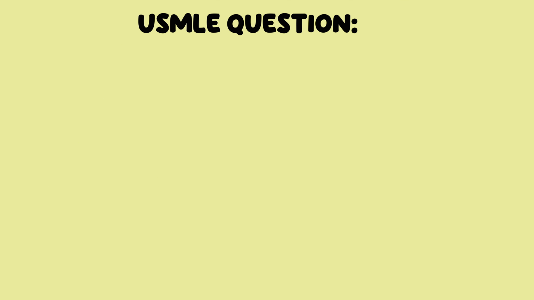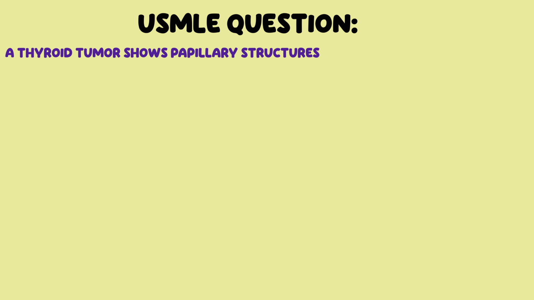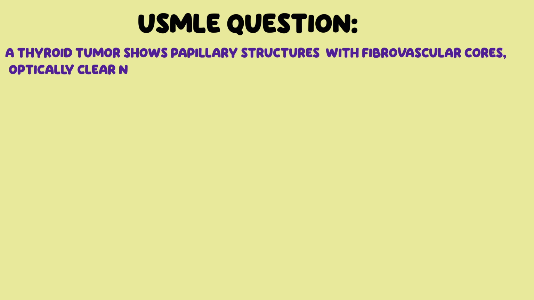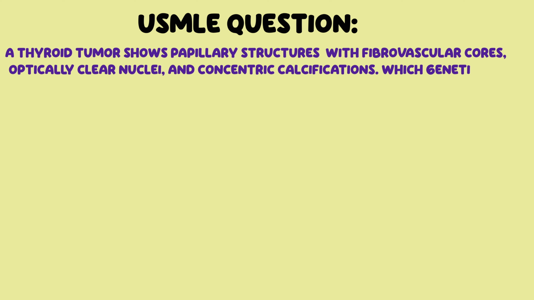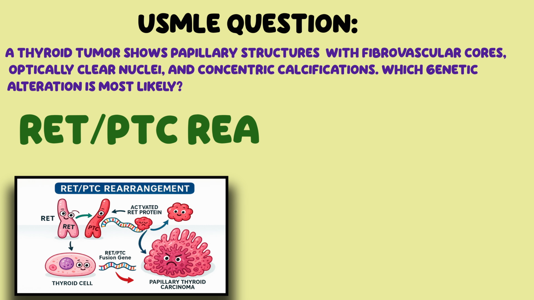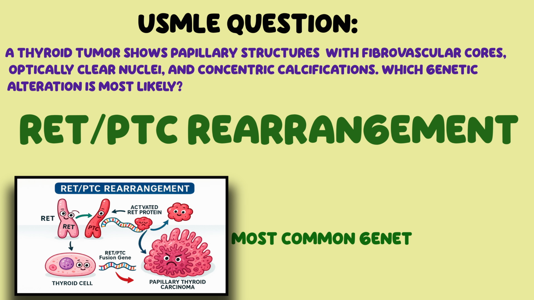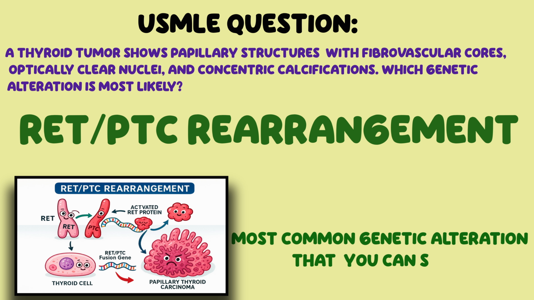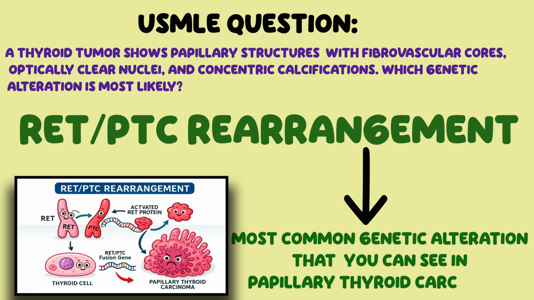So here's a USMLE question that you may want to try. A thyroid tumor shows papillary structures with fibrovascular cores, optically clear nuclei, and concentric calcifications. Which genetic alteration is most likely? Just try it on your own, and the answer will be on the screen. Well, I think you've tried. The answer is RET/PTC rearrangement. This is the most common genetic alteration that you can see in papillary thyroid carcinoma.